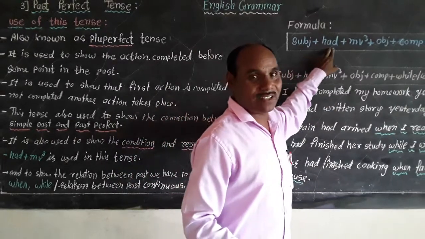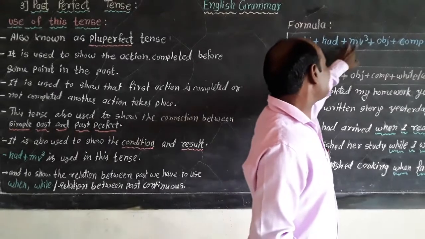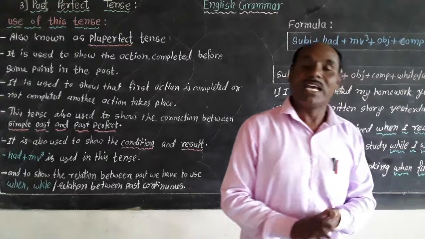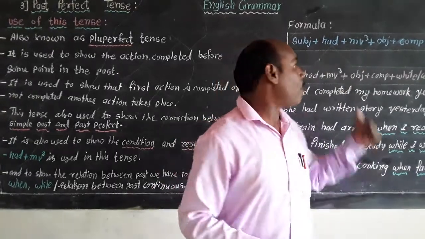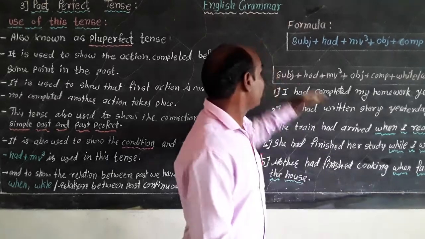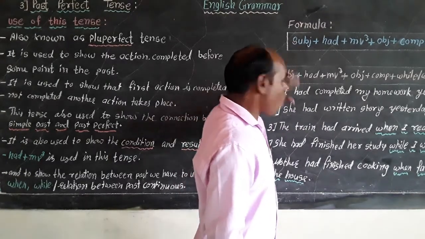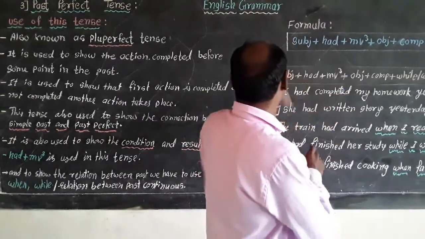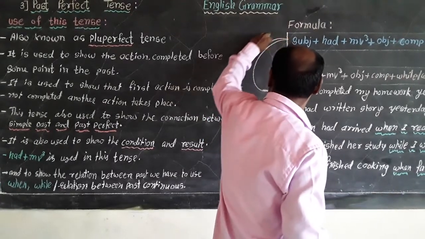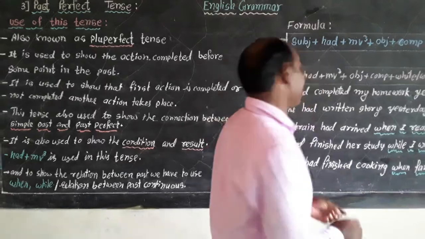Subject plus had plus MV3 plus object plus complement. This is the formula of past perfect tense. It's a very easy formula, my dear friends. The example belonging to this formula is like this one, and also these two sentences.